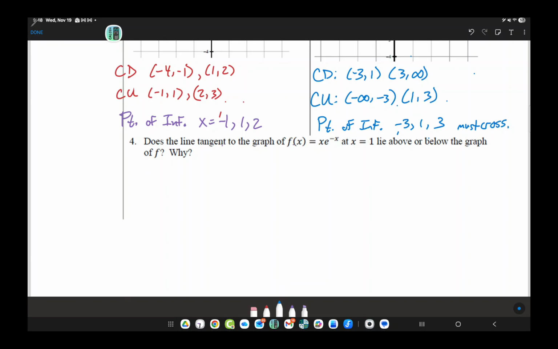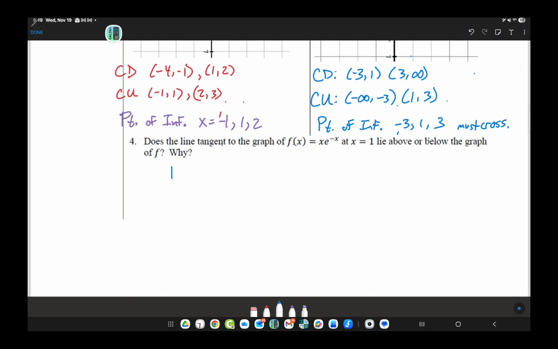The second derivative. And I plug in 1 to see if the second derivative is positive or negative. If it is positive, it's concave up, which means the tangent line is below the graph. If it's negative, it's concave down. You didn't need a calculator for this. It would not be helpful.